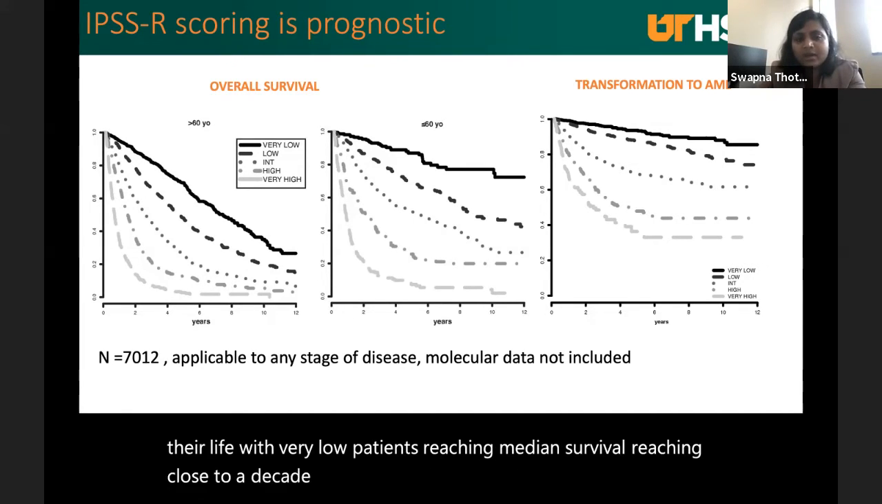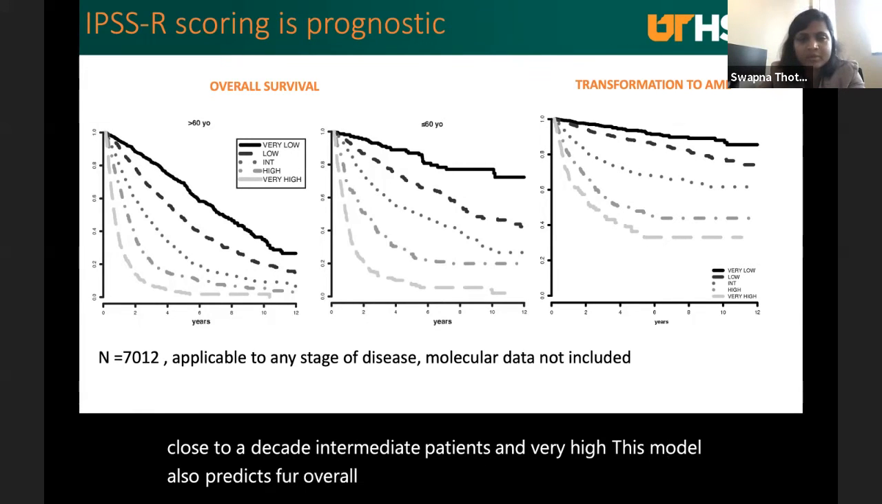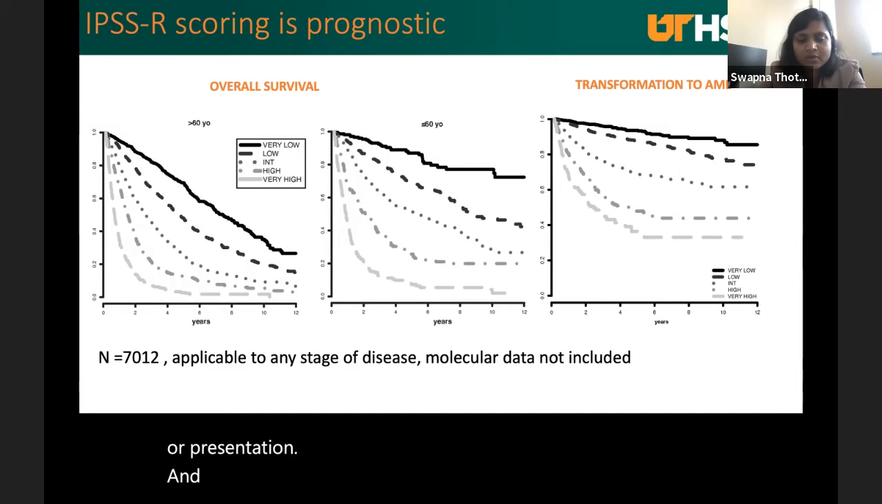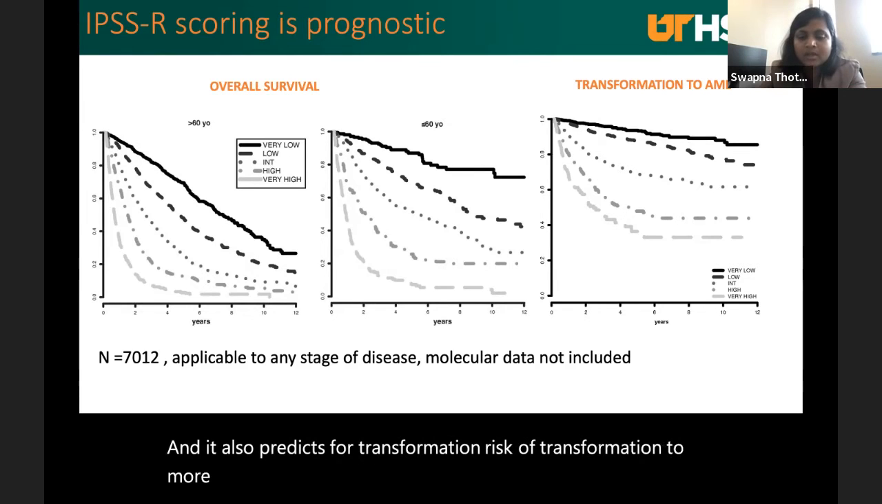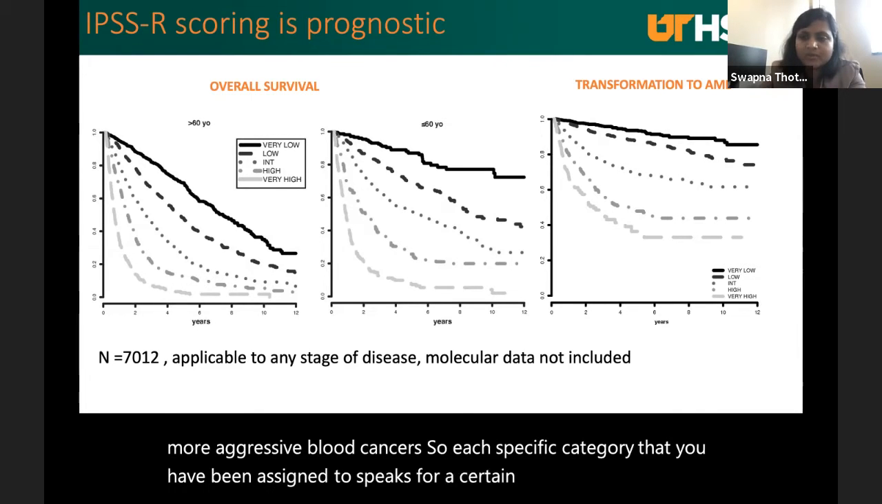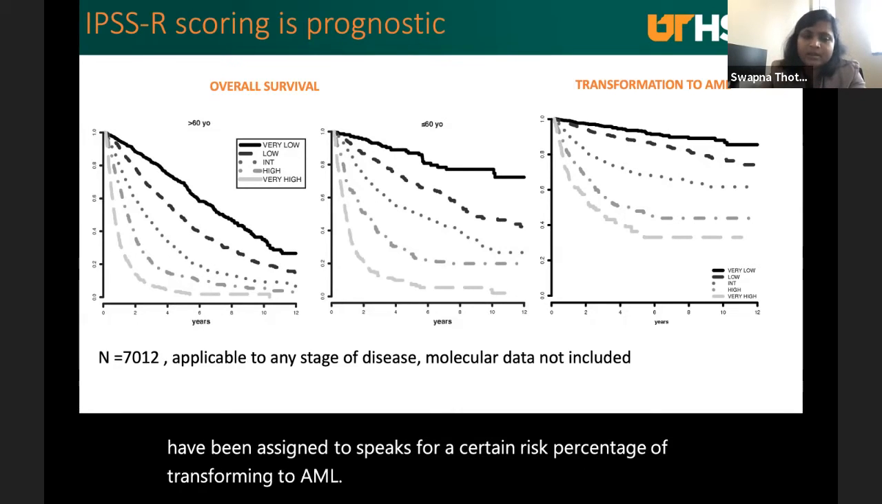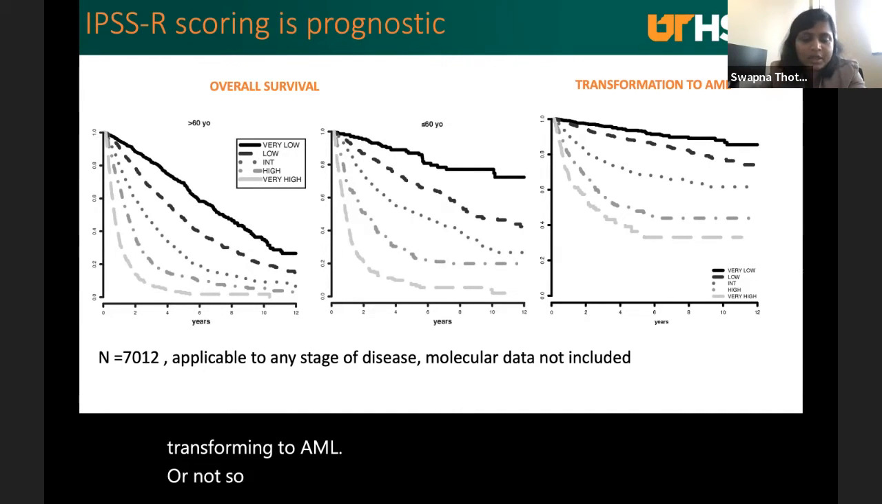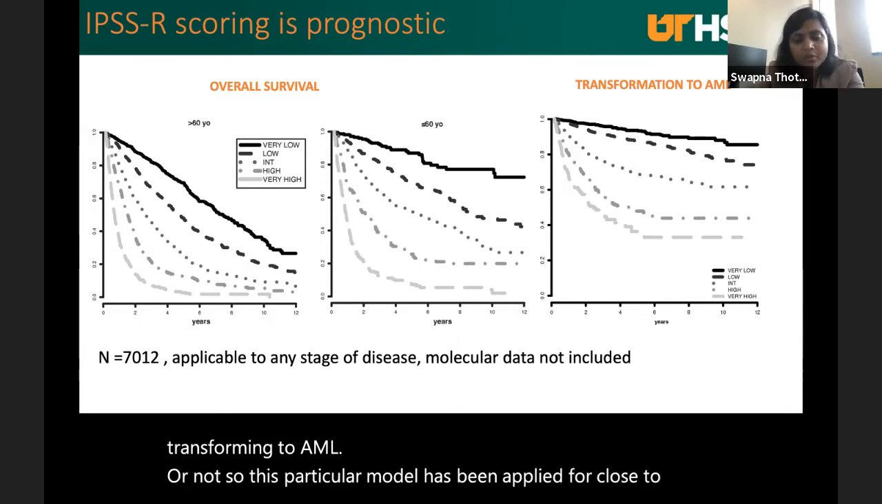Intermediate patients, and very high. This model also predicts overall survival from your time of diagnosis or presentation. It also predicts the risk of transformation to more aggressive blood cancers. So each specific category that you have been assigned to speaks for a certain risk percentage of transforming to AML or not.